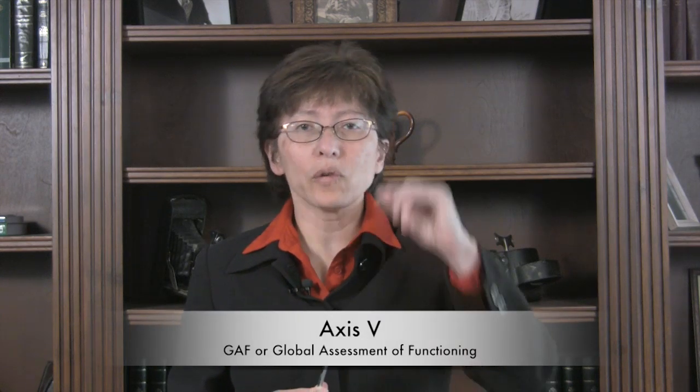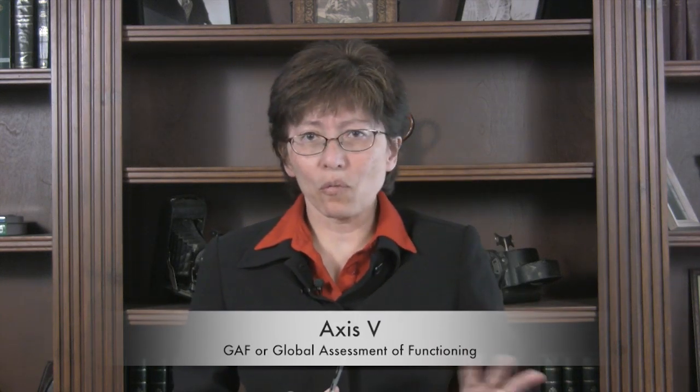And finally, axis 5 is a global assessment of functioning. It's just a score between 0 and 100. 0, you're not doing well at all, and 100, you're doing perfectly well. And you wouldn't expect anyone in the high 90s or 100 even coming in for treatment. You'd expect a lower number.